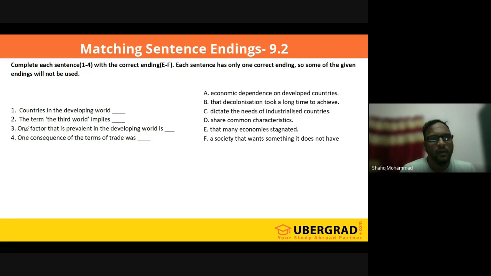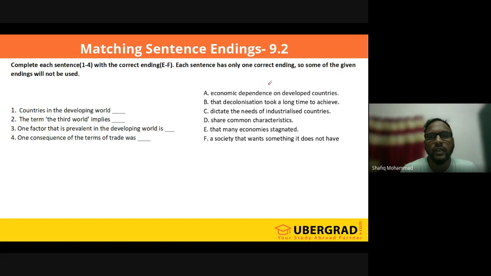Then one factor that is prevalent in the developing world is... so one factor which is always very prevalent in the developing world would be... let's see. All the developing countries depend economically, economic dependence on developed countries. Even most of you have given the right answer. A is the right answer.